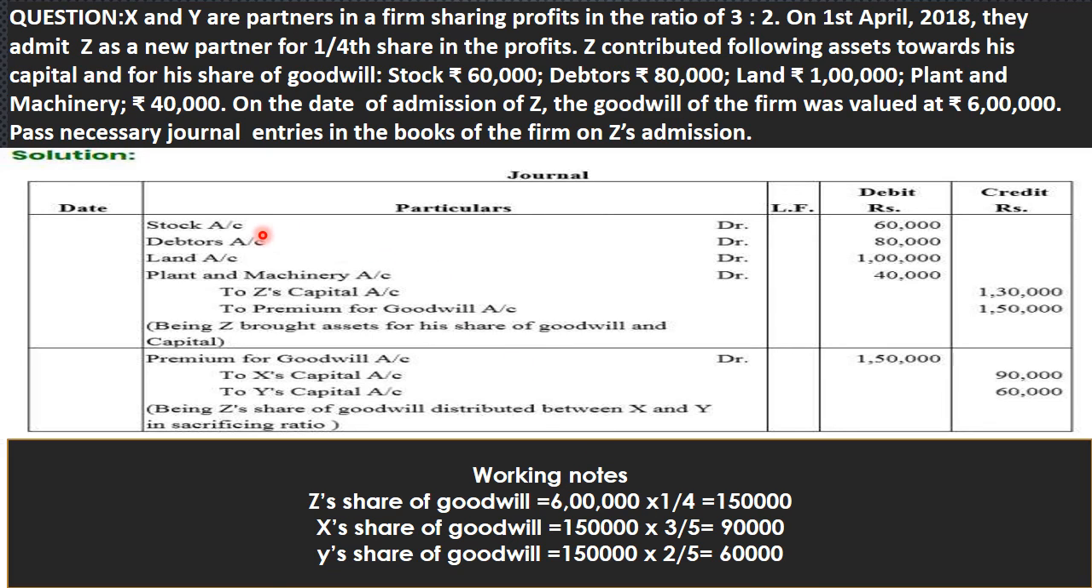Now we will start passing entry. First we will debit all assets individually: stock, debtor, land, plant and machinery by rupees 60,000, 80,000, 1 lakh and 40,000 respectively, and out of which Z's goodwill is rupees 1,50,000, which is computed by us from this working note. It means remaining 130 will be termed as his capital. Now as I told you, in case 2 whatever goodwill money there is gets distributed among partners. Therefore we will distribute this 150 in their sacrificing ratio. An entry will be premium for goodwill account debit to X's capital account, to Y's capital account, and amounts are 150, 90 and 60 respectively.